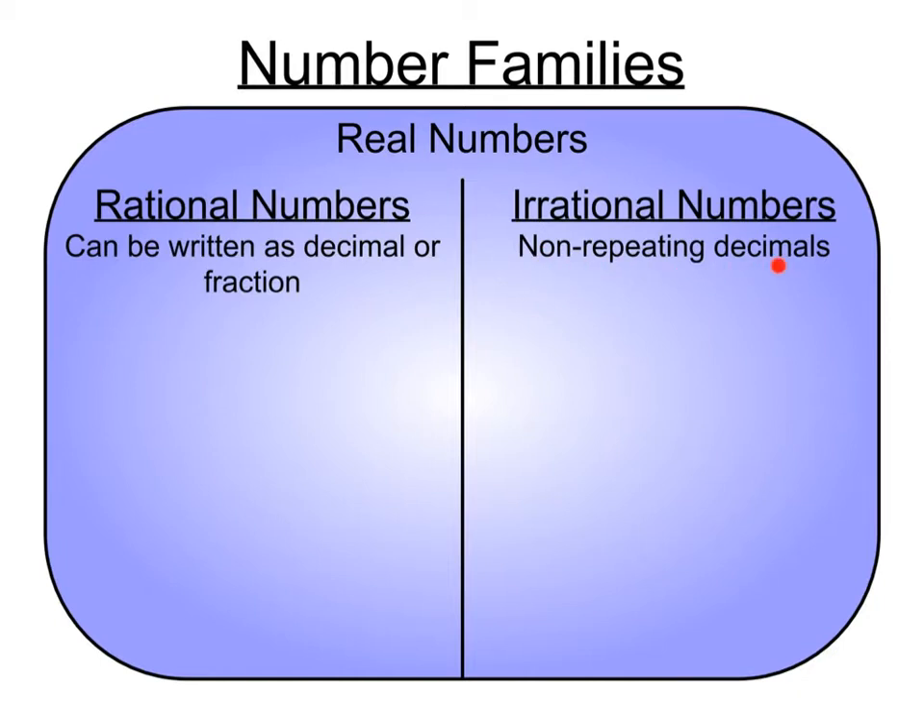Irrational are the ones that can be a bit of a pain at times. They're the non-repeating decimals. Now, when I say a non-repeating decimal, in other words, a decimal that goes on forever and never repeats itself. What's a good example of that?